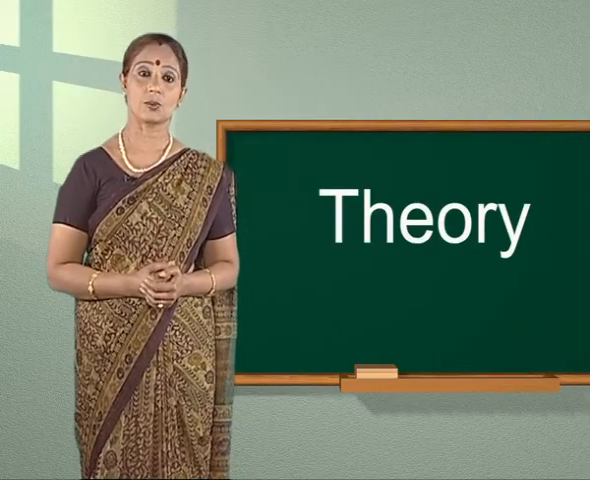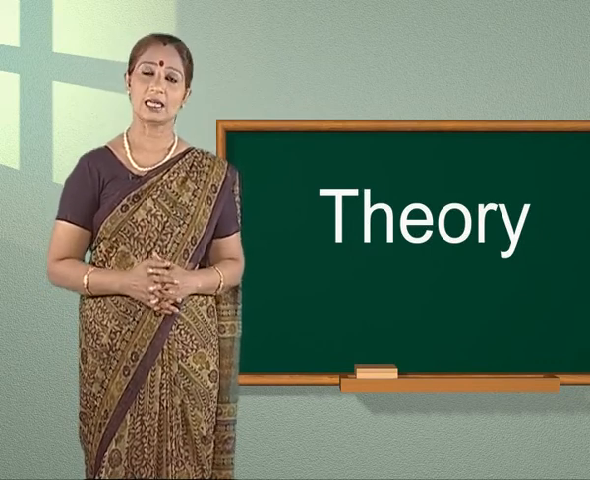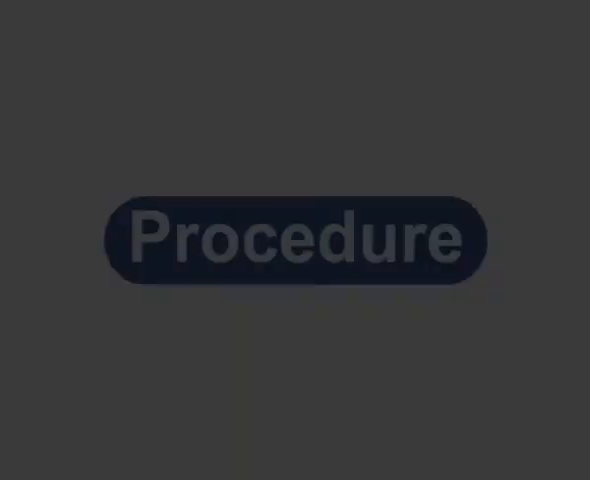Theory for this experiment: the relation between u, v and f for a concave lens is 1 by f equal to 1 by v minus 1 by u, where f is the focal length of the concave lens, u is the distance of I from the optical center of the concave lens, and v is the distance of I dash from the optical center of the concave lens.